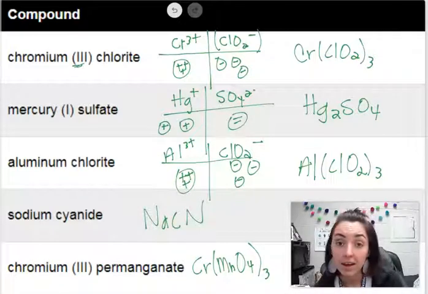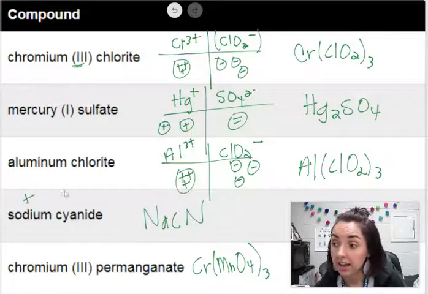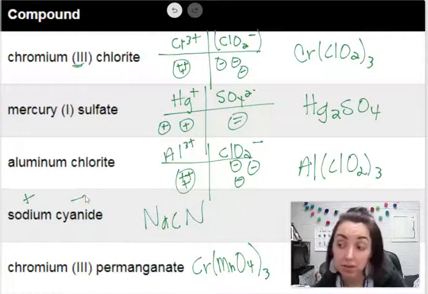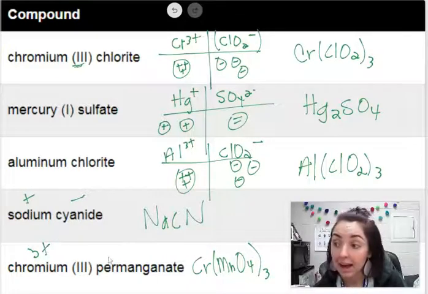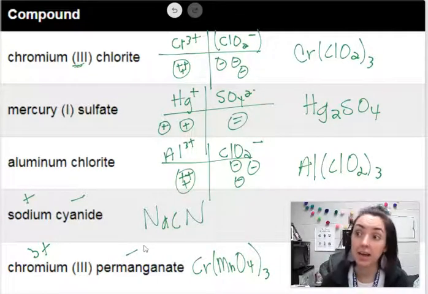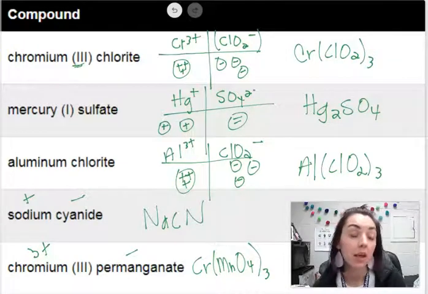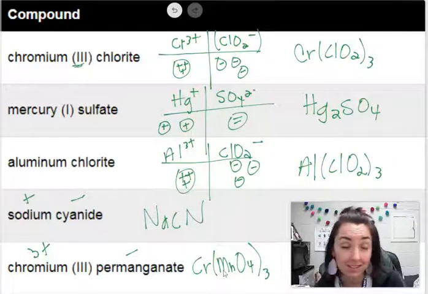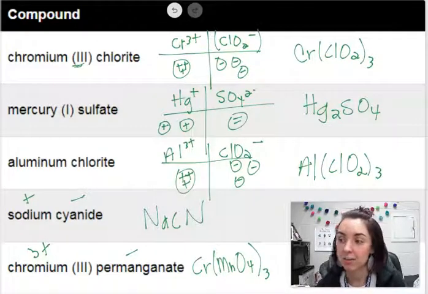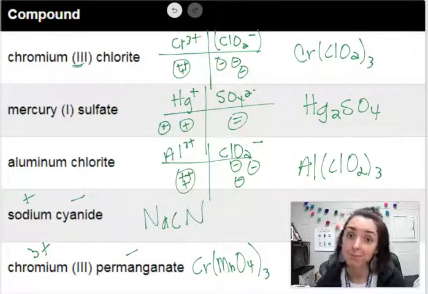So for sodium cyanide, you should have gotten NaCN. So Na is a +1 ion. Cyanide, CN, is a -1 ion. So they're already balanced. And then for chromium 3 permanganate, chromium 3, again, that 3 tells us it's a +3 ion. Permanganate is a -1 ion, and even though it's a really big chunk here we're writing in parentheses, it still works the same way. So we have Cr(MnO4)3, and that's it.